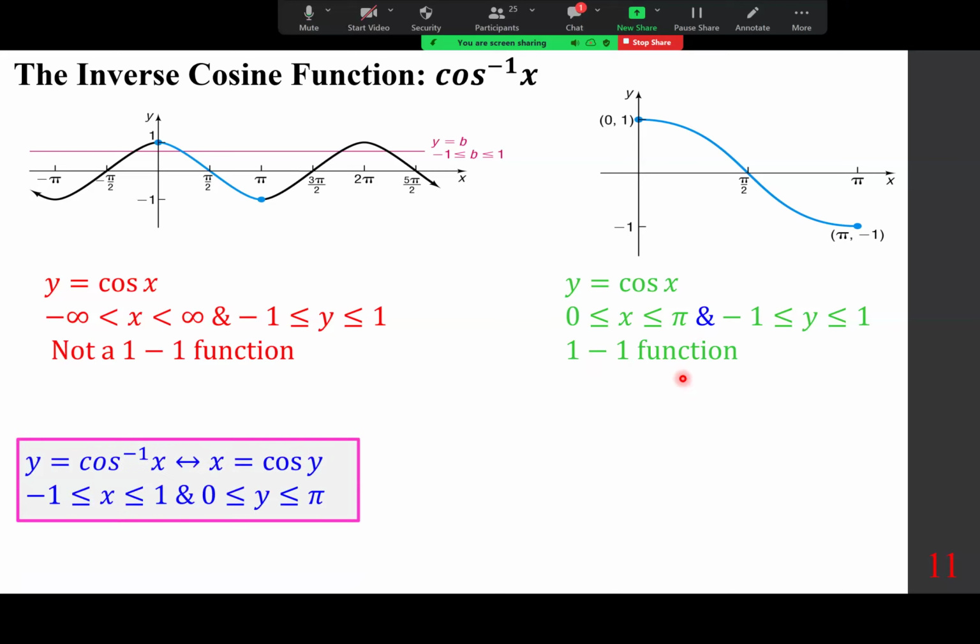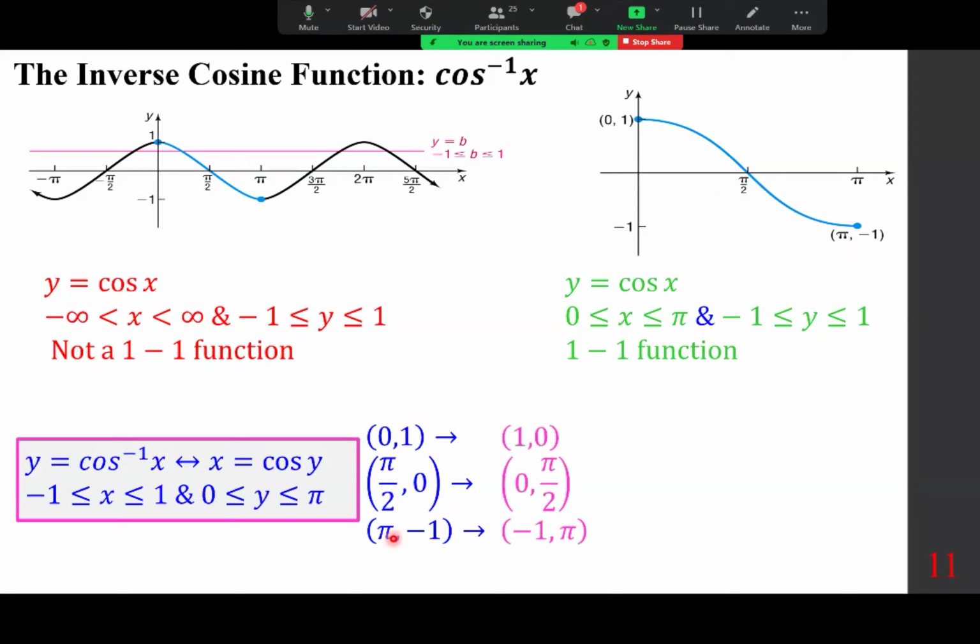So y equals cosine inverse of x. X is cosine y, by definition of inverse functions. Therefore, the range becomes the domain, negative one to one, and the domain becomes the range. And if you look at those three pairs, 0, 1, pi over 2, 0, pi, negative 1, on the graph of the cosine x, now we are going to interchange x and y. This becomes 1, 0. This becomes 0, pi over 2. This becomes negative 1, pi.